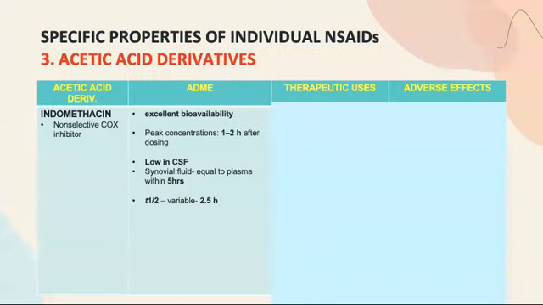Indomethacin is a potent non-selective inhibitor of the COX. It also inhibits the motility of the PMN leukocytes, depresses the biosynthesis of mucopolysaccharides, and has a direct COX-independent vasoconstrictor effect.